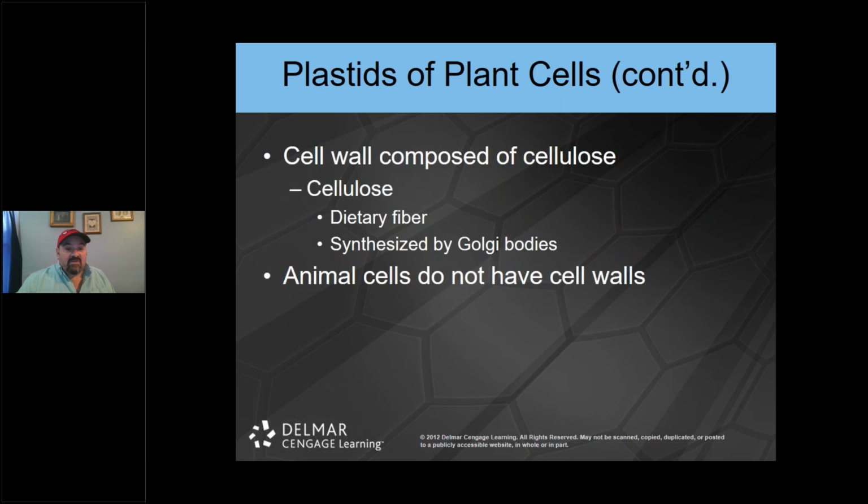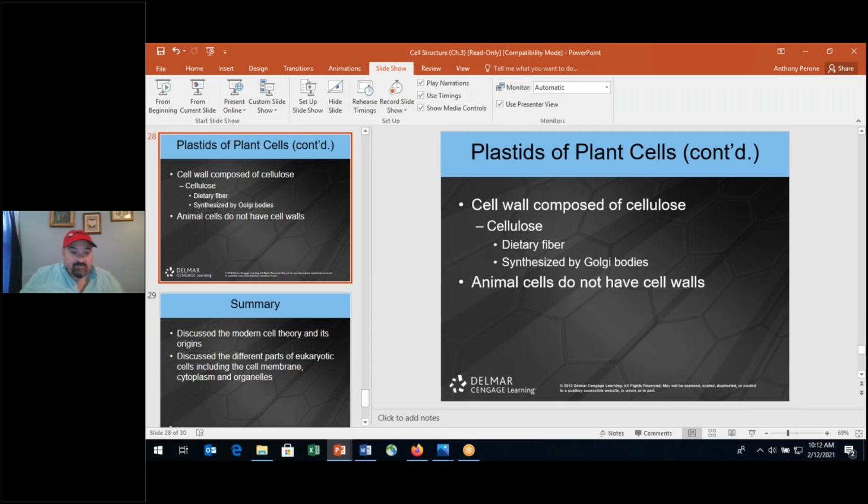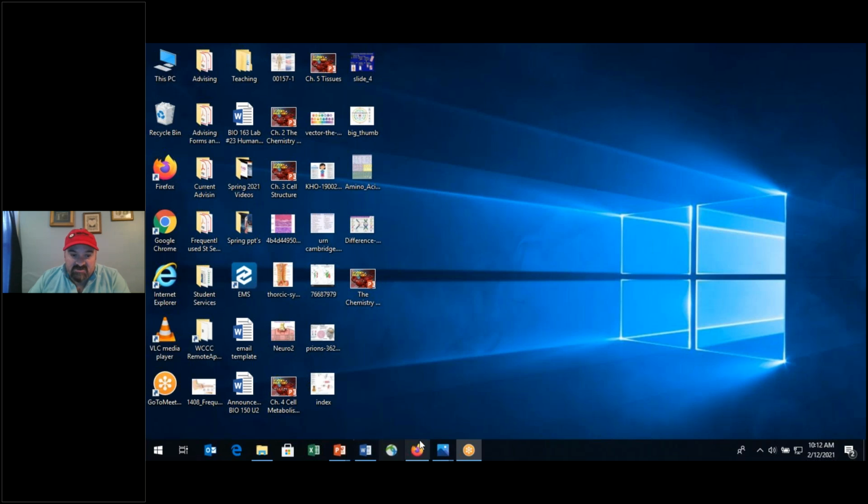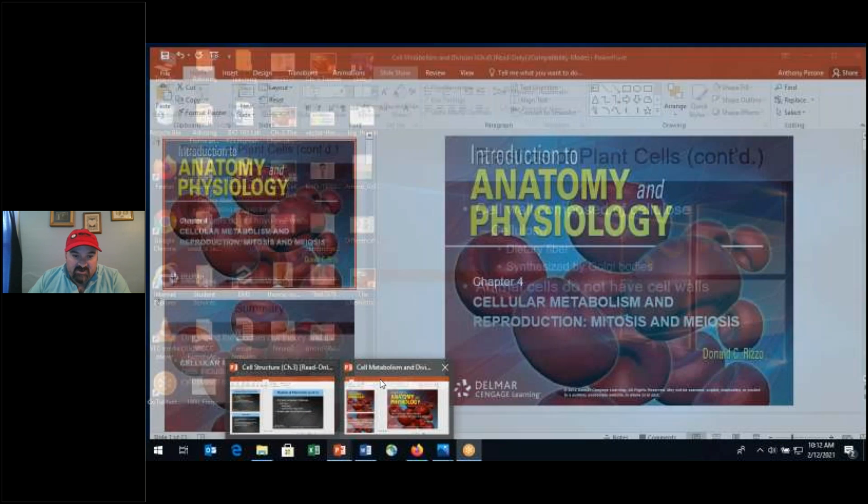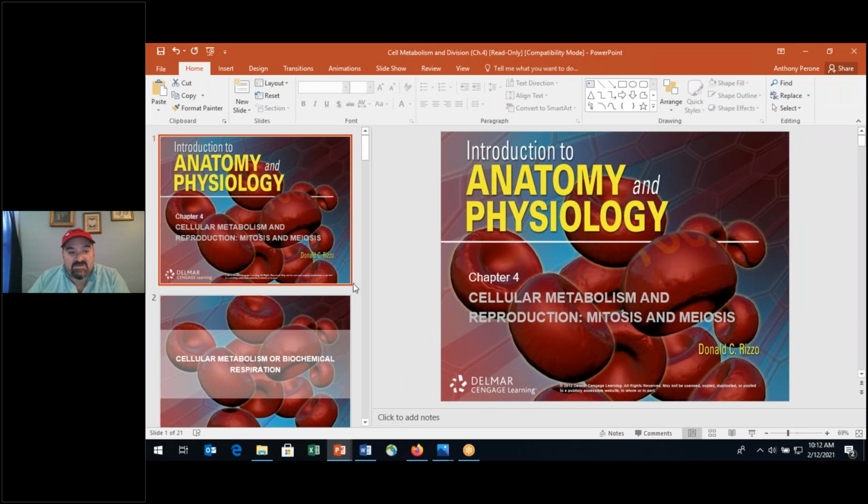Yeah, so you'll see here the structure that's present within the plant cells, the cell wall. This is unique to the plant cell structure. The plant cell will have a plasma membrane as well as a cell wall. Okay, animal cells do not have the cell wall.